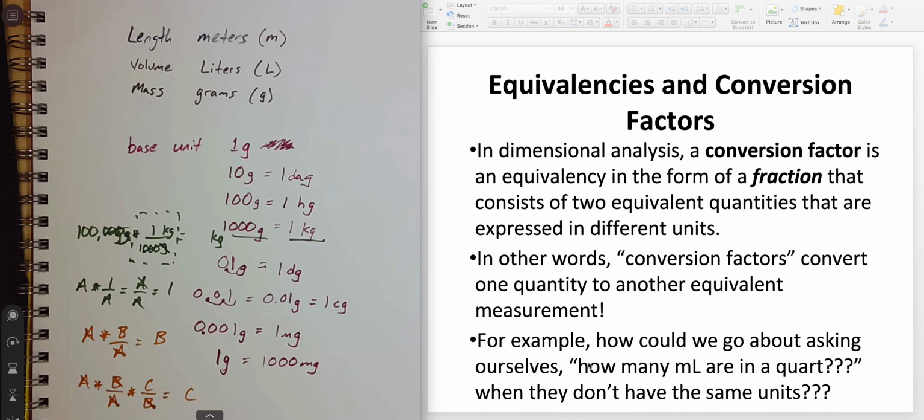It gets more complicated when we're trying to convert between the metric system and the English subunits. So for instance, how many milliliters are in a quart? They're two completely different units. So how do we make that all work? Well, we can go online or in our textbook and see how many milliliters are in a quart. So if I gave you 5 quarts and asked how many milliliters there are, you can use dimensional analysis.